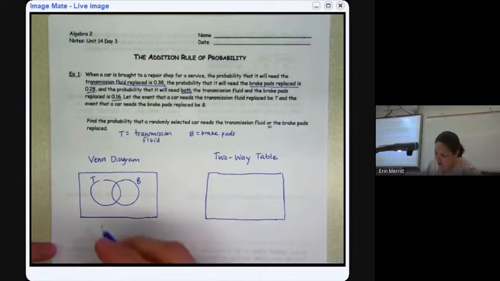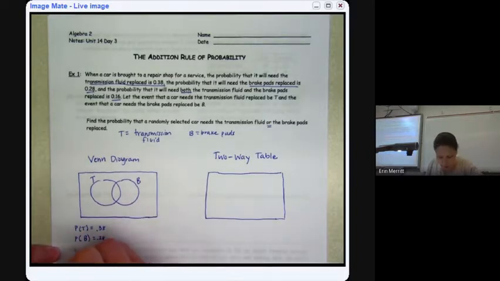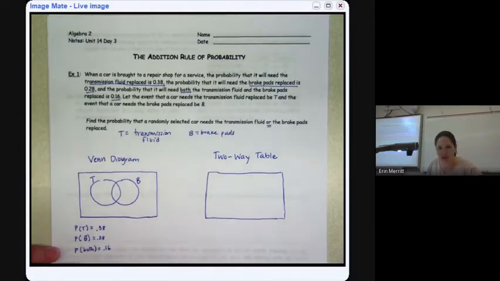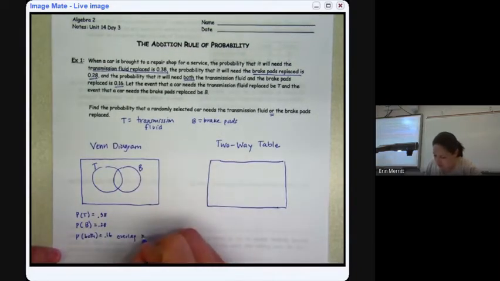Let's start with the first one. We are told that the probability of T, the transmission fluid, is 0.38. The probability of B, the brake pads, is 0.28. And the probability of both of these things is 0.16. So in the Venn diagram, that is the overlapping piece. We start by doing this first, so the 0.16 goes here.